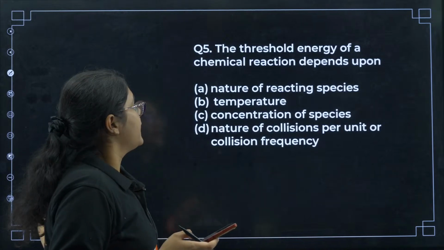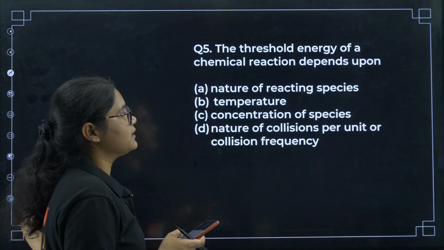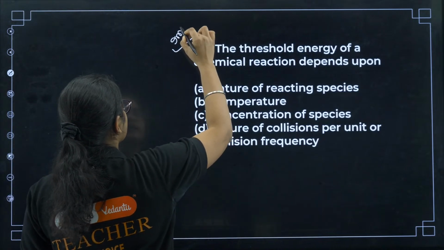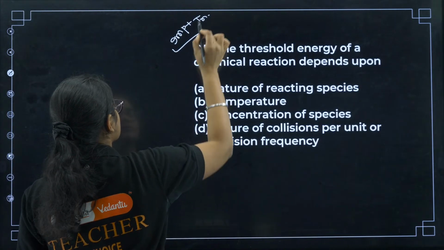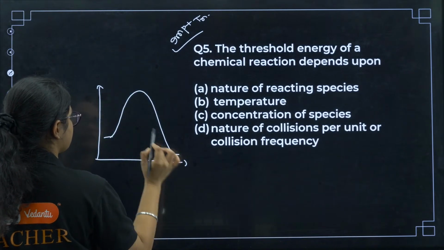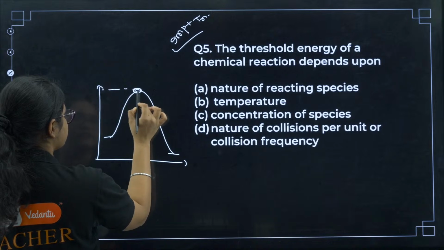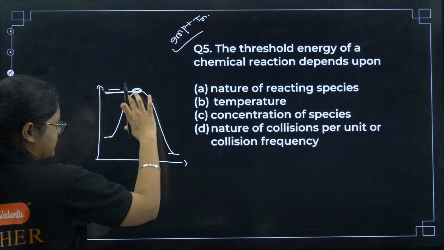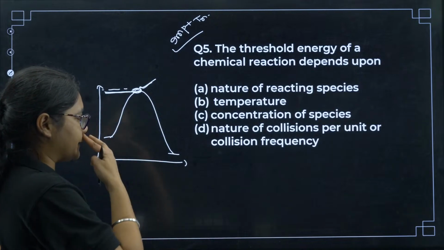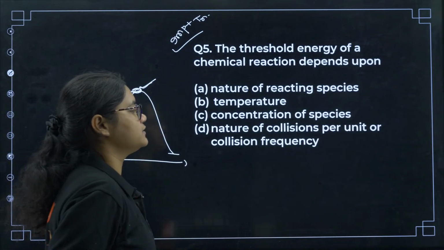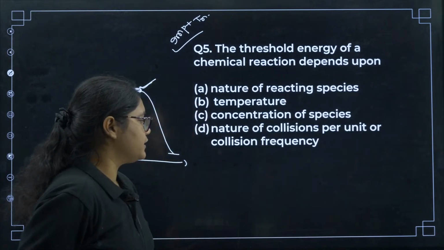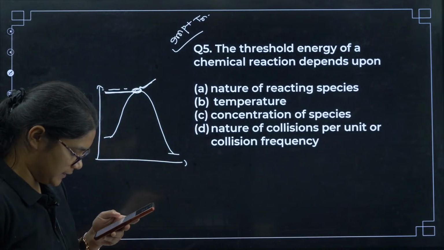Next, the threshold energy of a chemical reaction depends on. This is also, I can say, an important plus tricky question. Threshold energy in any reaction. If you have any reaction, the threshold energy depends on what? This is the threshold energy, right? It depends on what? Nature of the reacting species, temperature, concentration of the species, nature of the collision, or collision frequency.